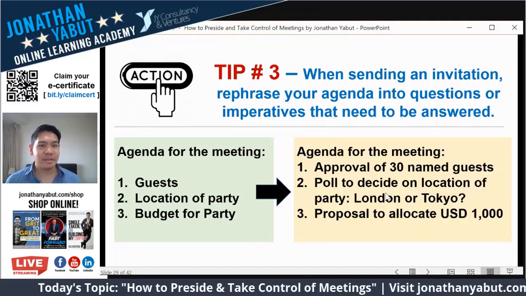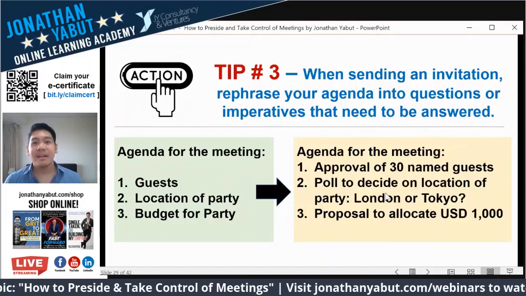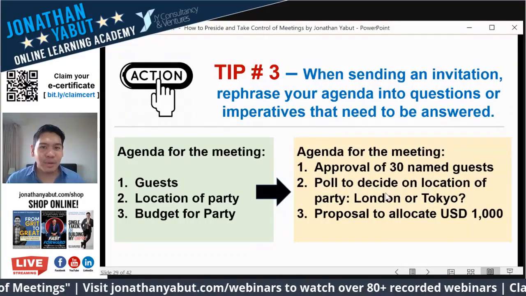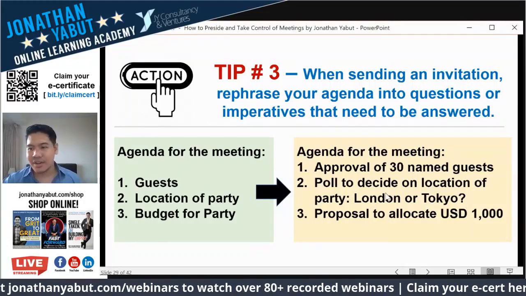So that's tip number three. Rephrase your agenda from boring words or inactionable words into imperatives or questions in this case.